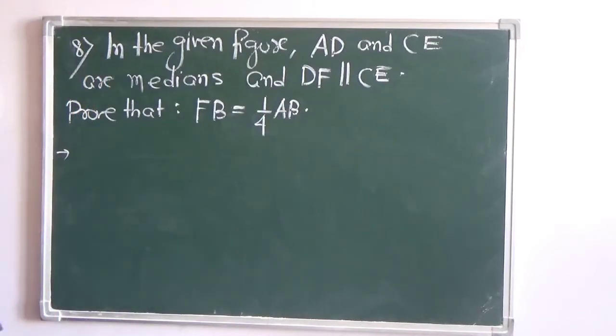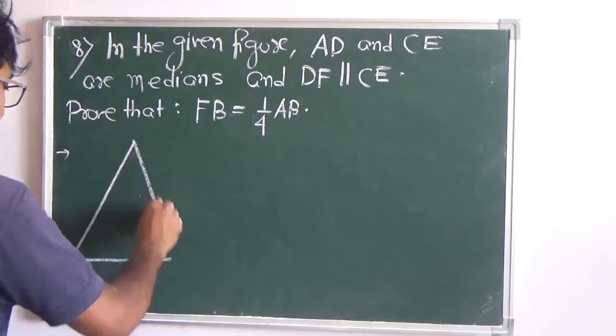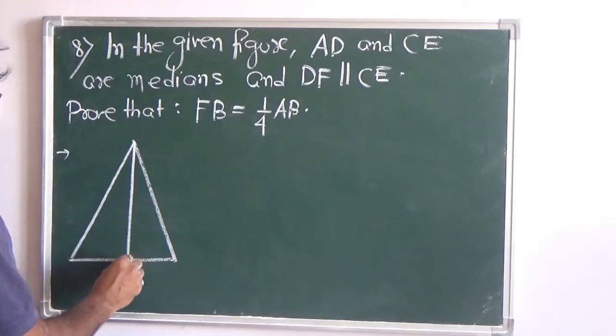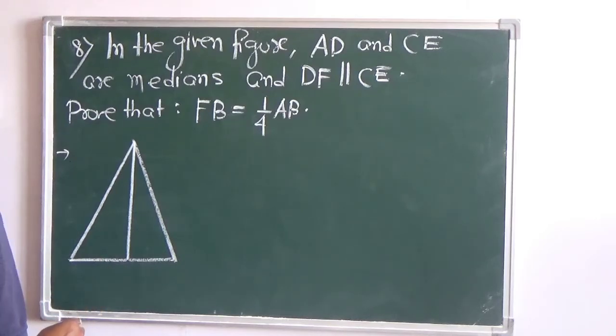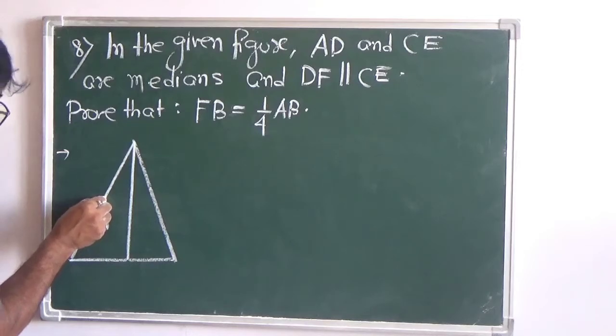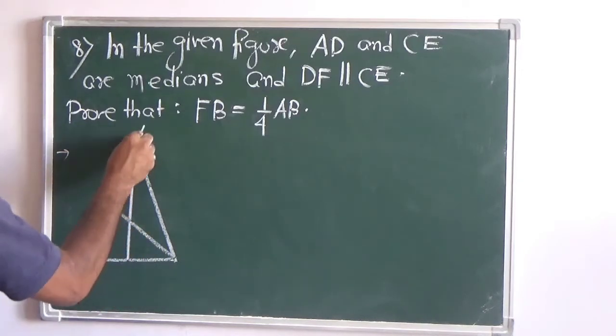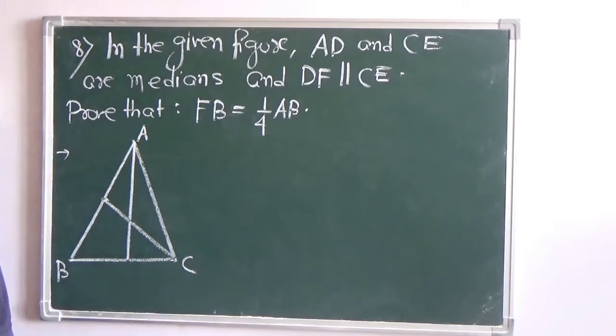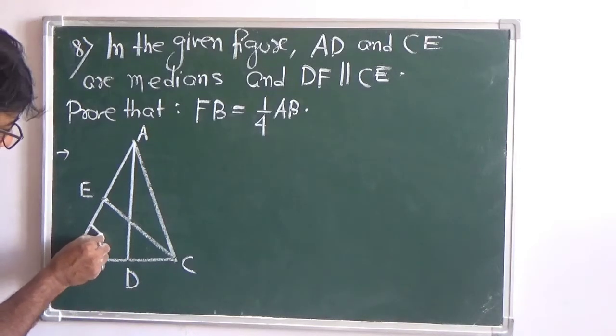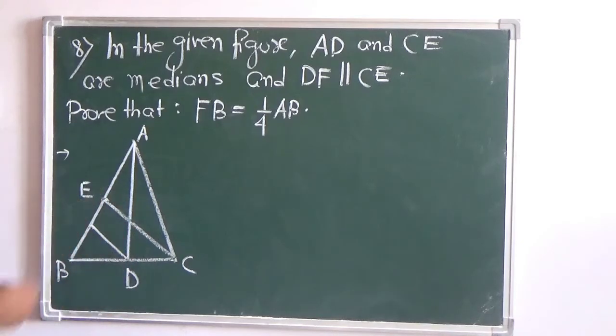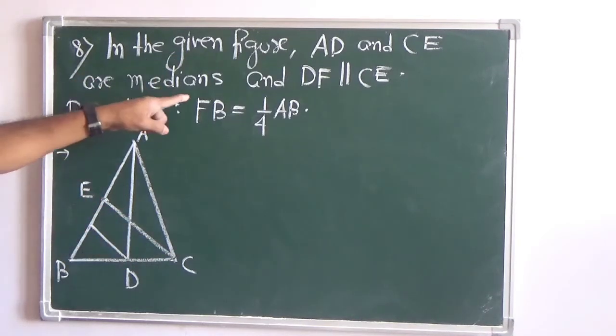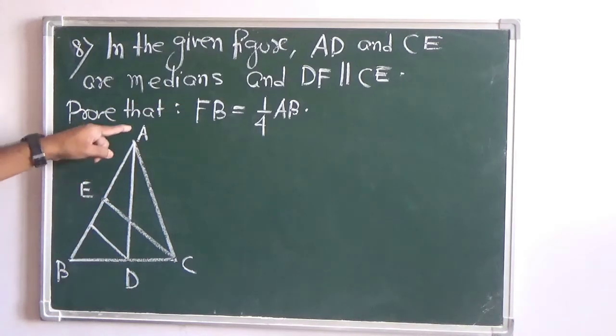So let us draw the diagram first. This is the triangle, and this is the median, AD and CE. So the triangle is A, this is B and this is C, and this is E and this is D, and this one we have to draw. Since it is given AD and CE are the medians, D is the midpoint of BC and E is the midpoint of AB.